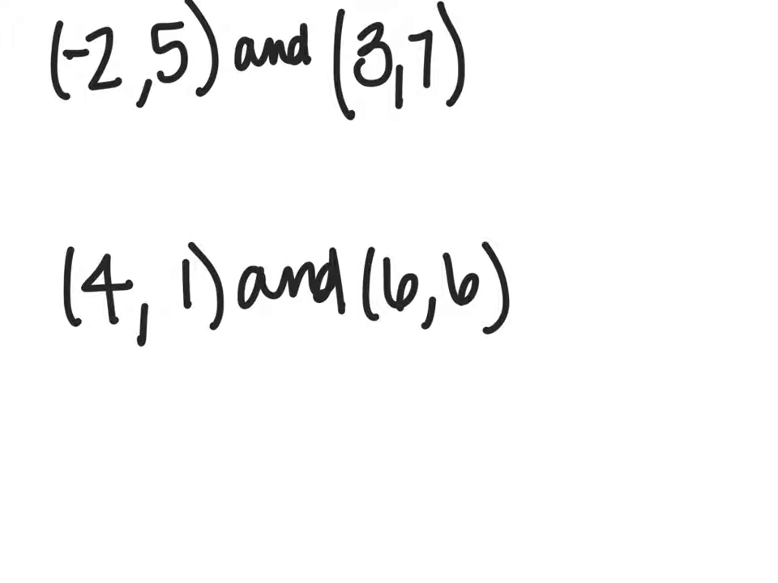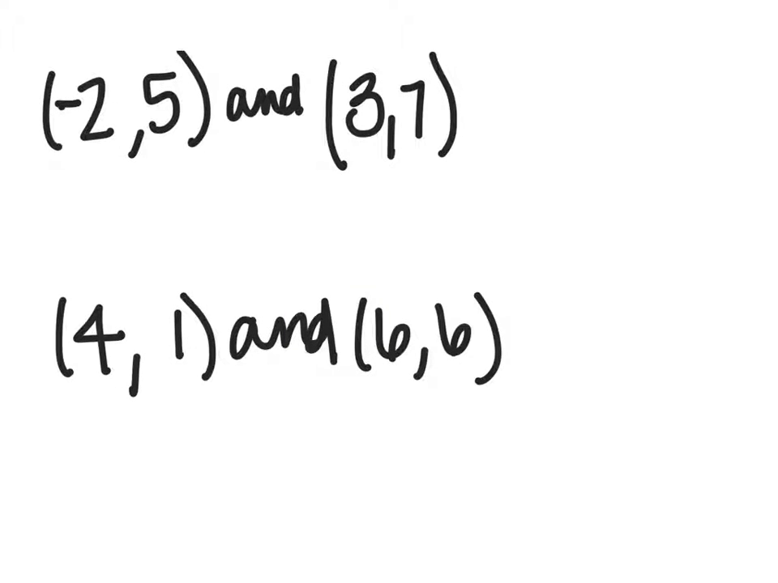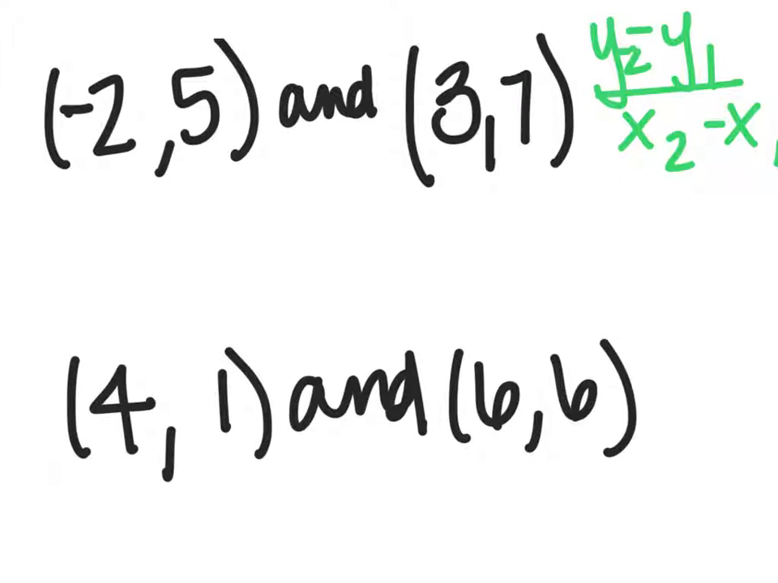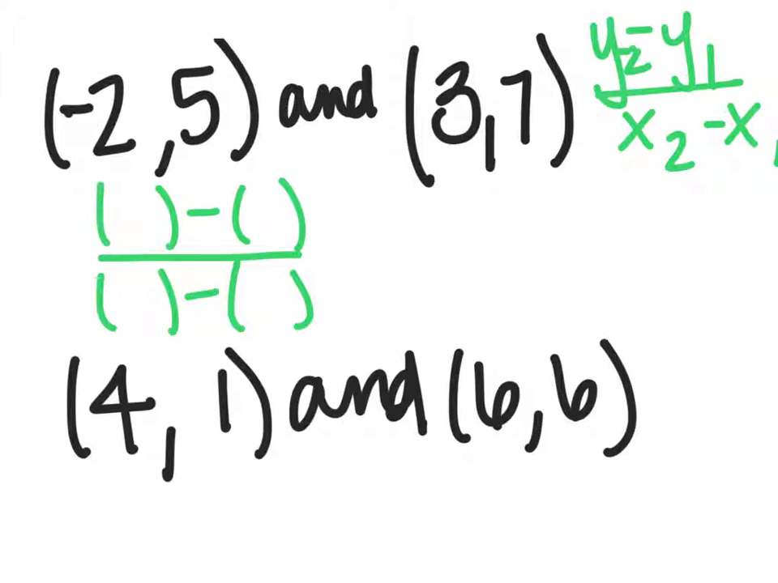So I have two sets of points. I need to decide if these lines are parallel, perpendicular, or neither. So I could use stat edit. That'd be a really easy way to find my slopes. I could also use my slope formula, which is y2 minus y1 divided by x2 minus x1. So that's what I'm going to do here just for practice. So I have my fraction line. I'm going to put all my parentheses in place and my minus signs. And now I'm just filling in my numbers.